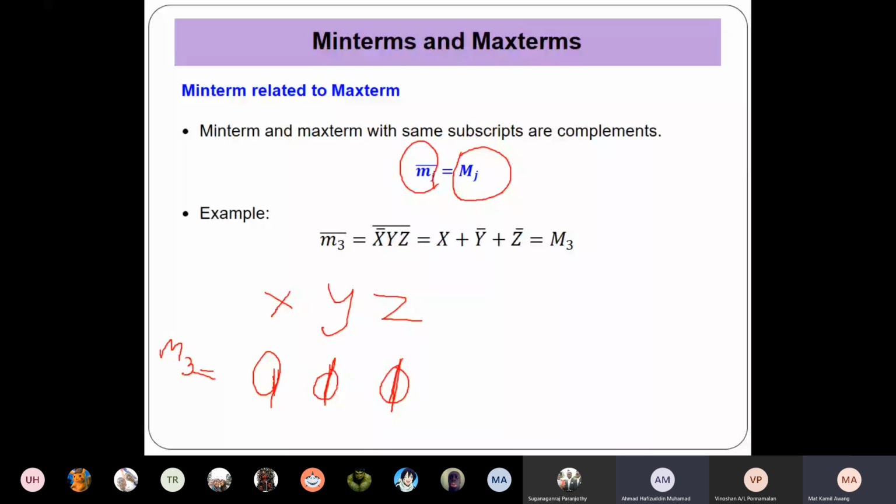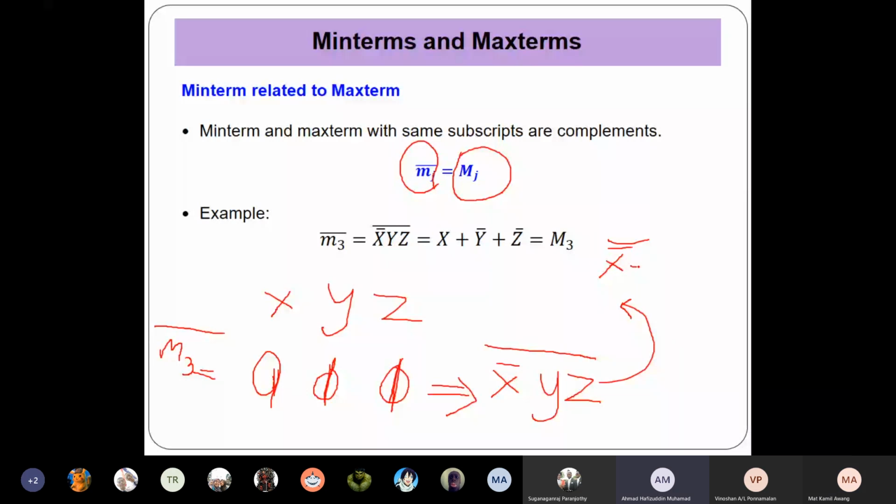So if you want to convert into max term, we need to bar that, complement that. So when you complement that, this is actually x bar y z. Then when you bar it, remember De Morgan's rule? De Morgan's rule is basically x bar bar plus y bar plus z bar. So this becomes this. X bar bar is x, y bar is y bar, and z bar is z bar, and this is actually M3 here.